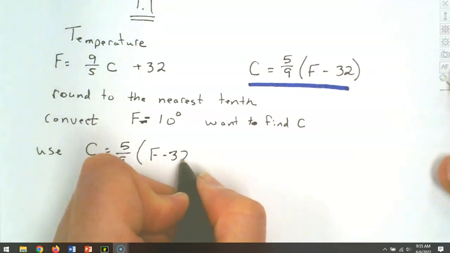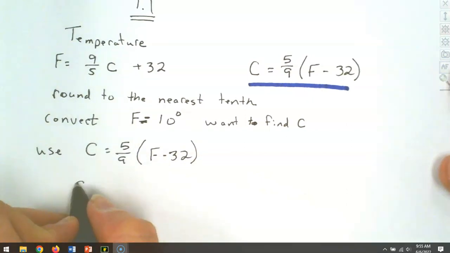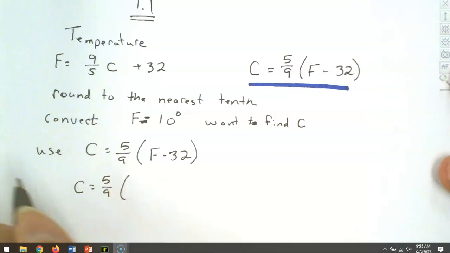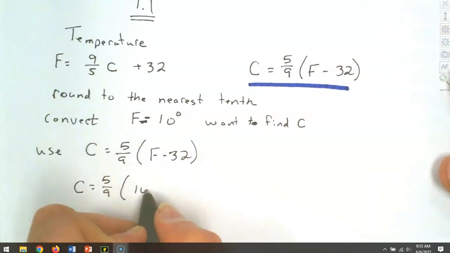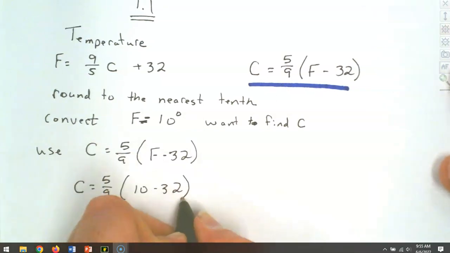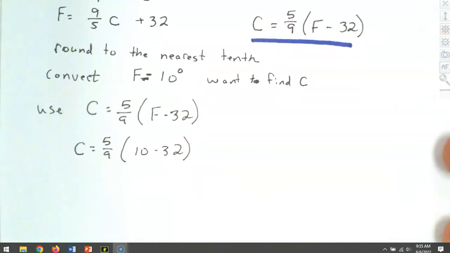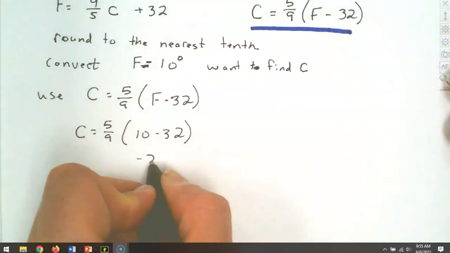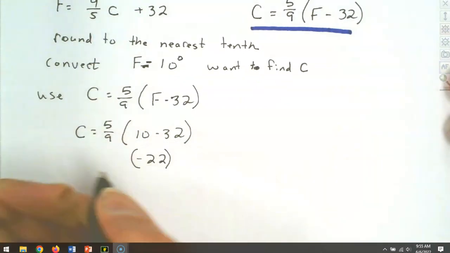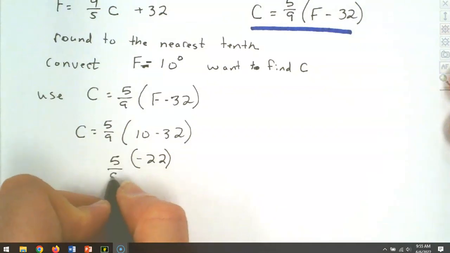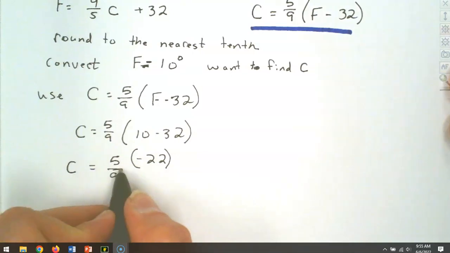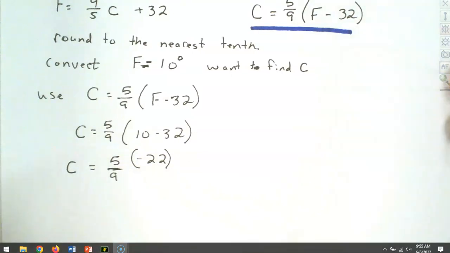Minus your 32. And we'll go ahead and plug our values in. So now we've got C equals 5/9 times F, which is 10, minus 32. So plugged our values in. And then we've got 10 minus 32. Well, 10 minus 32, that's a minus 22. We're going to convert this to a decimal at the very, very end. You don't want to convert it too early.